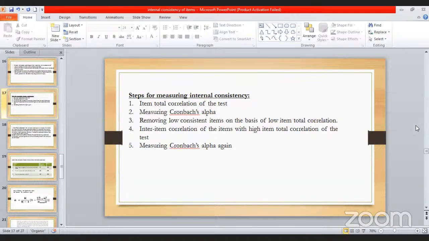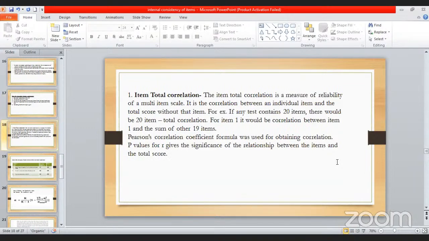So I will proceed to the first step. The item total correlation is a measure of reliability of a multi-item scale. It is the correlation between an individual item and the total score without that item. For example, if any test contains 20 items, there would be 20 item total correlations. For item 1, it would be the correlation between item 1 and the sum of the other 19 items. We generally use the Pearson correlation coefficient for this item total correlation.